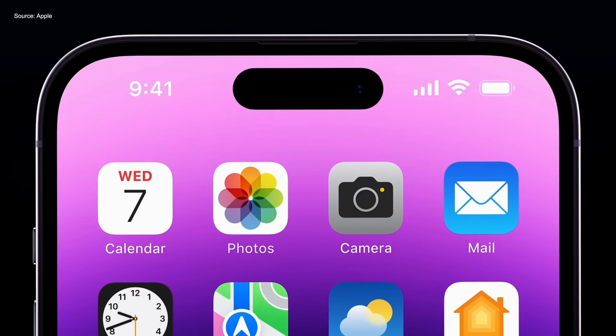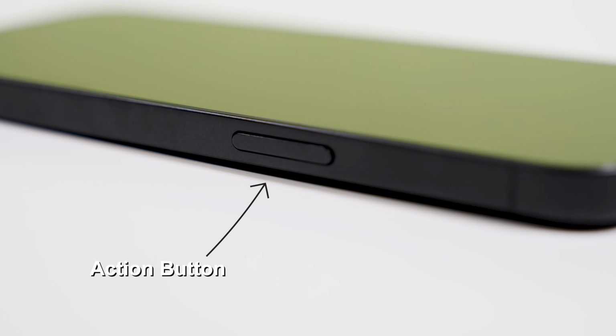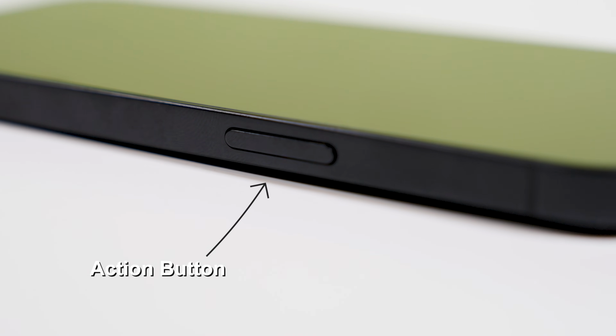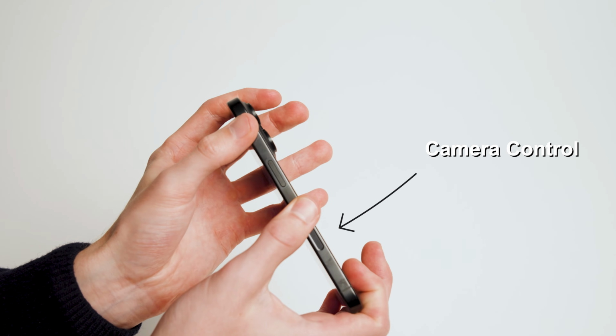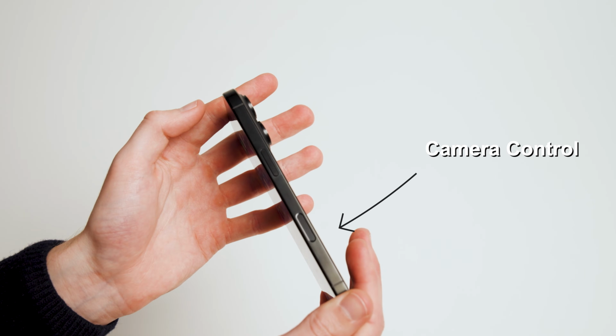There's also a notable difference on the right-hand edge of these two phones. While both have a remappable action button in place of an old alert switch, only the iPhone 16 has a dedicated camera control button for quick and tactile access to the core camera functions.